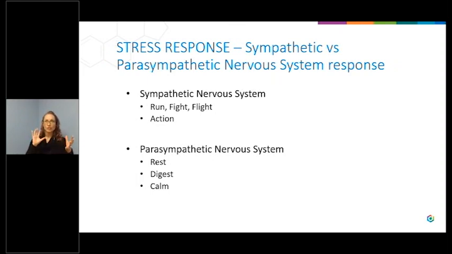When we're talking about cortisol and stress response, I know we've talked about this a little bit, we also want to look at that sympathetic versus parasympathetic nervous system response. So as we discussed a little bit before, the sympathetic nervous system is more of that run, fight, flight, action, go, do. The parasympathetic nervous system is that rest, digest, calm.